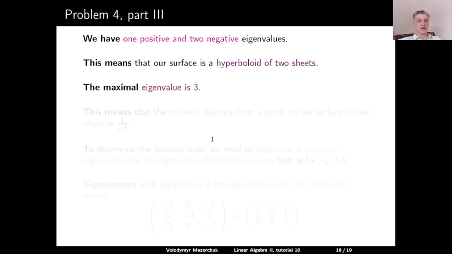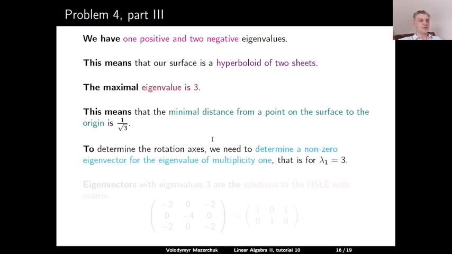The maximal eigenvalue is 3, and so the minimal distance from a point on the surface to the origin is 1 divided by the square root of the maximal eigenvalue. So it is 1 divided by the square root of 3. To determine the rotation axis for our surface, we need to determine a non-zero eigenvector for the eigenvalue of multiplicity 1. That is for the eigenvalue lambda 1, which is equal to 3.